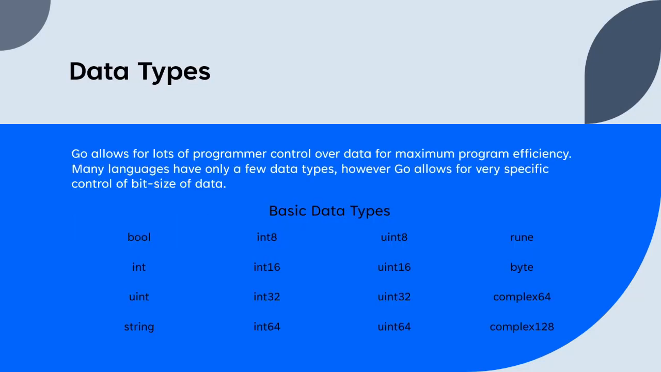Go allows for lots of programmer control over data for maximum program efficiency. Many languages only have a few data types, however, Go allows for very specific control over bit size of data. Go supports booleans, integers, unsigned integers, strings, integers and unsigned integers 8-bit through 64-bit specified, complex 64-bit and complex 128-bit, as well as byte-sized data types and runes, which are an alias for 32-bit integers.